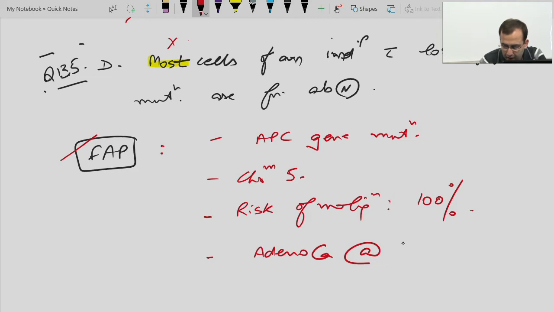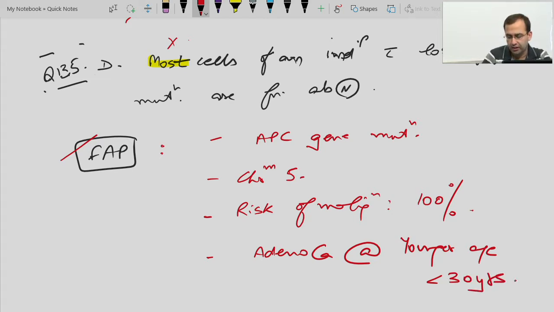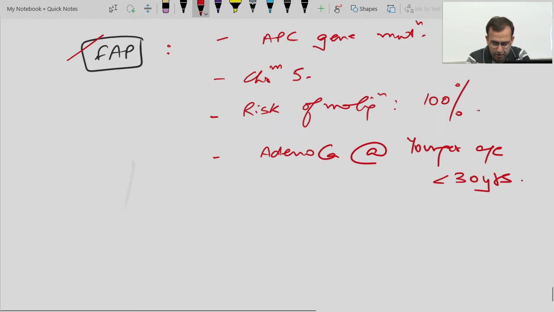When? At a young age or older age? At a younger age, that is less than 30 years of age. These were the main points with FAP. I am not getting into the associated syndromes, that is, it is associated with 2 syndromes, Gardner's and Turcot's. So this was FAP.